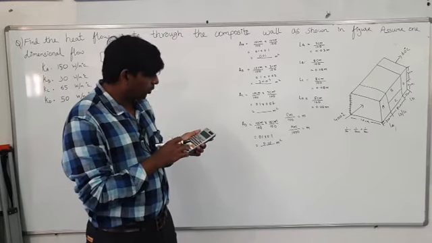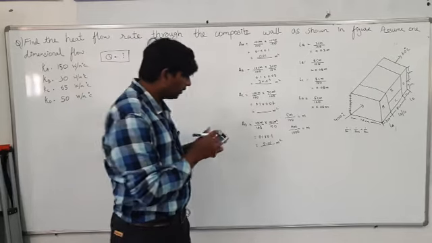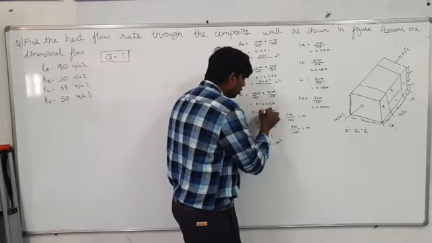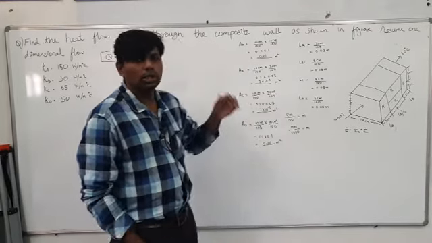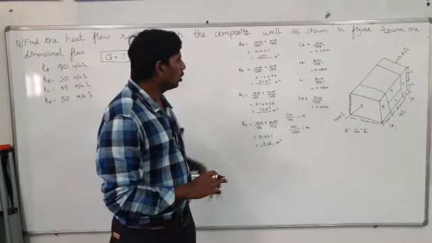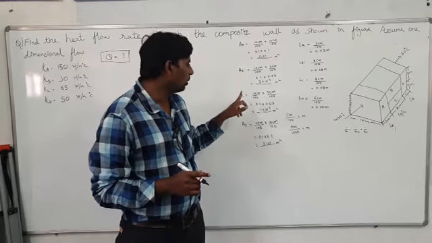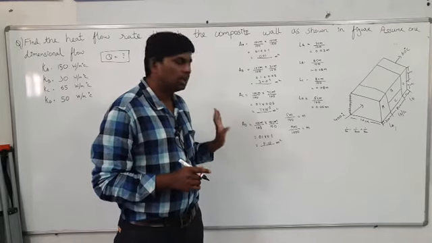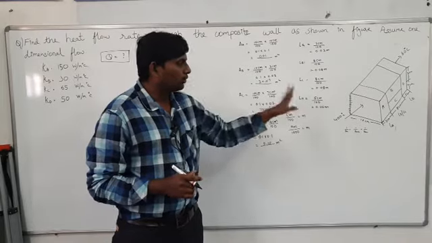After that, 0.1 into 0.07, how much are you getting? 7 into 10 to the power of minus 3. As you can see, you got the values of LA, LB, LC and LD, and you got the areas of component A, component B, component C and component D. You got the areas and you got the lengths with the help of this diagram.